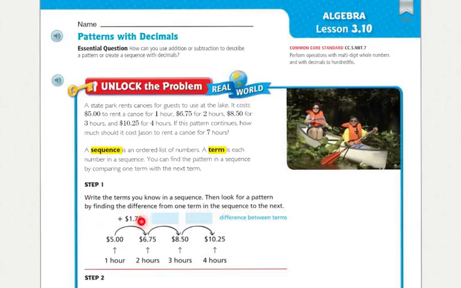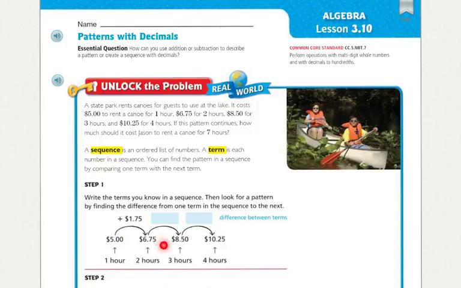So first I'm going to write the dollar. So I have $5 for 1 hour, because that's what it said here. Then I have 2 hours is $6.75, because that's what it had here. And then 3 hours for $8.50, and then I'm going to write 4 hours for $10.25. So let's compare the $5 and the $6.75. Well, the difference between these two is $1.75.